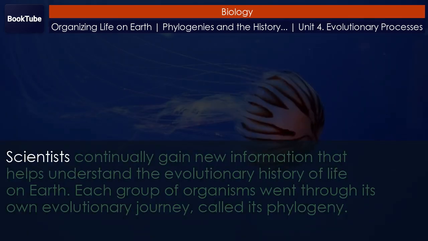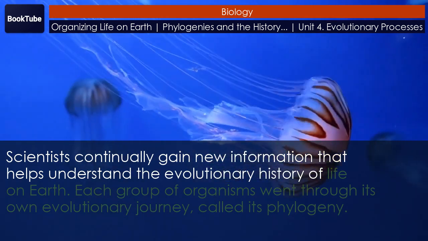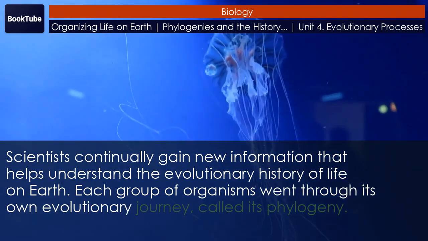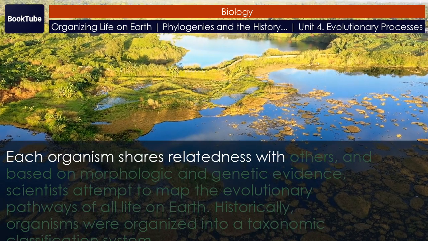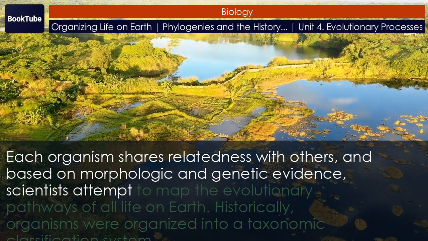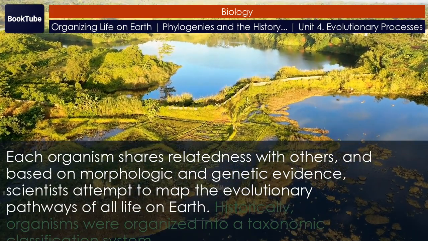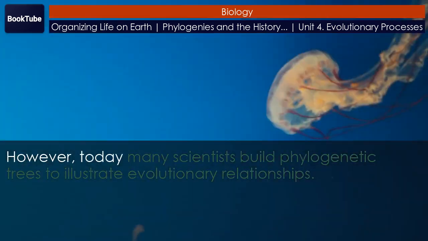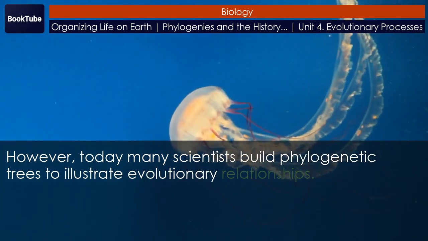Section summary. Scientists continually gain new information that helps understand the evolutionary history of life on Earth. Each group of organisms went through its own evolutionary journey, called its phylogeny. Each organism shares relatedness with others, and based on morphologic and genetic evidence, scientists attempt to map the evolutionary pathways of all life on Earth. Historically, organisms were organized into a taxonomic classification system. However, today many scientists build phylogenetic trees to illustrate evolutionary relationships.